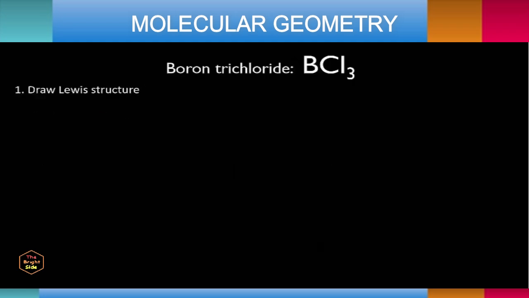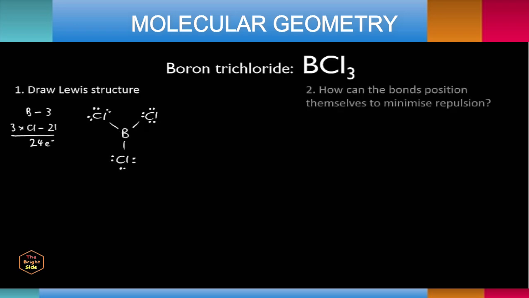So far so good. Alright, let's try boron trichloride, which you had to think about at the end of the last video. First, pause the video and draw the Lewis structure for this molecule, or you can get your working from when you did it before. This is what you would have drawn. Remember that boron is one of those funny atoms that can happily be electron deficient, so it doesn't have a full octet. So, how can the bonds position themselves to minimize repulsion?